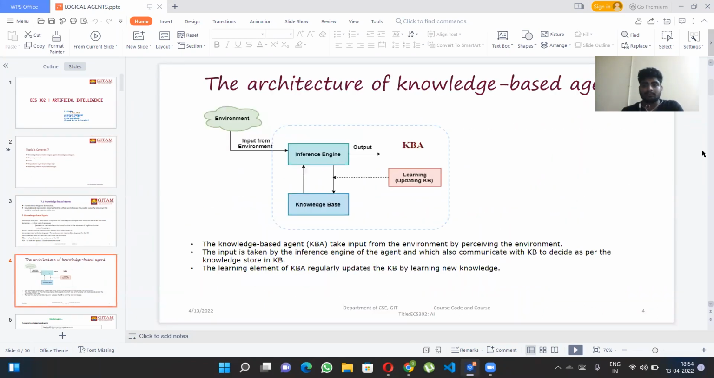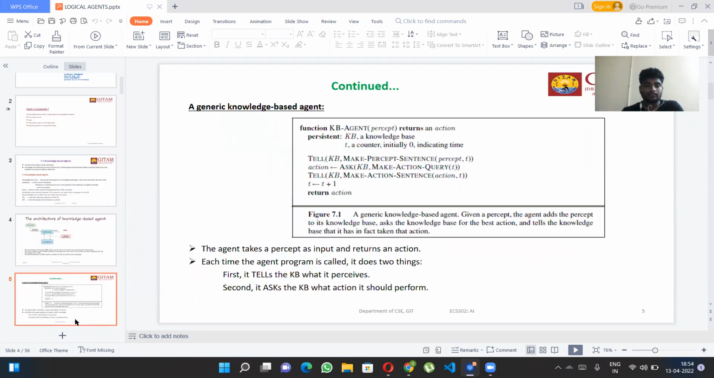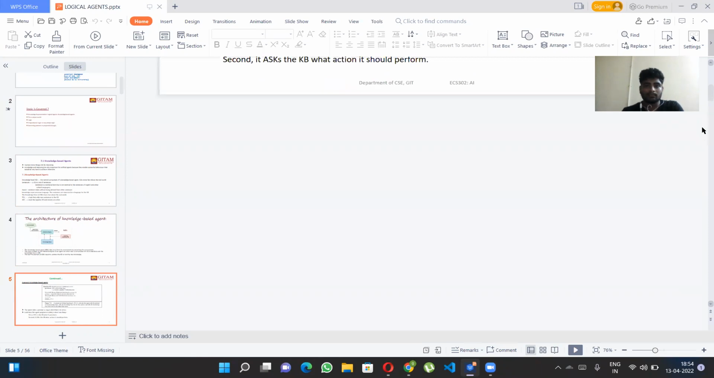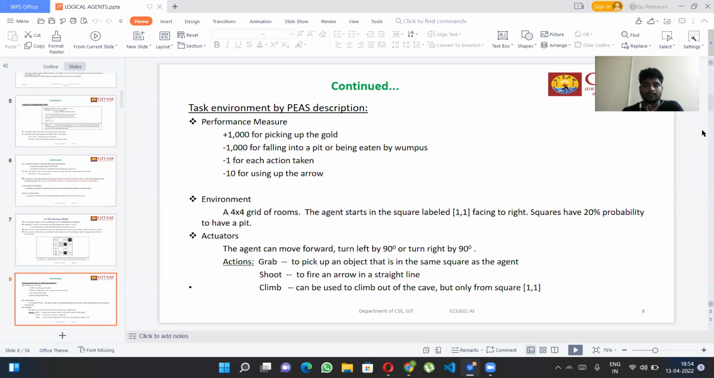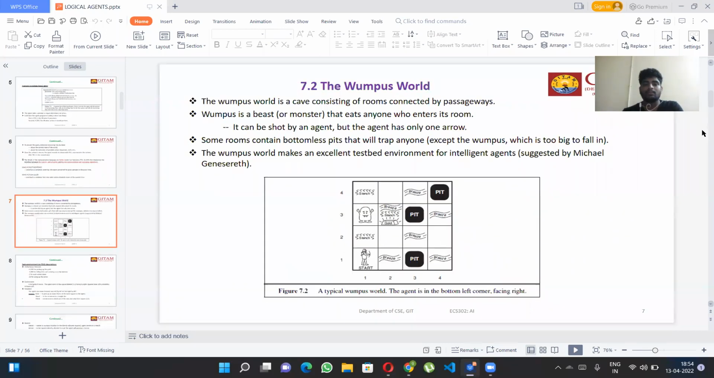My topic is Wumpus World. Generally, Wumpus World consists of a Wumpus, three pits and the breeze. In between, the gold is located. The Wumpus World is a cave consisting of rooms connected by passageways.